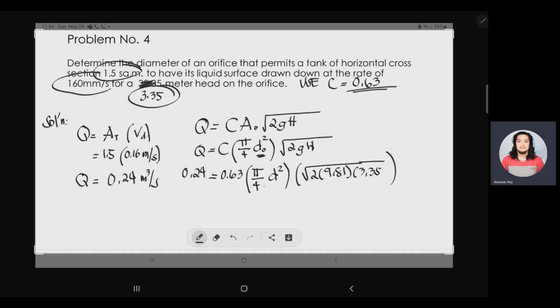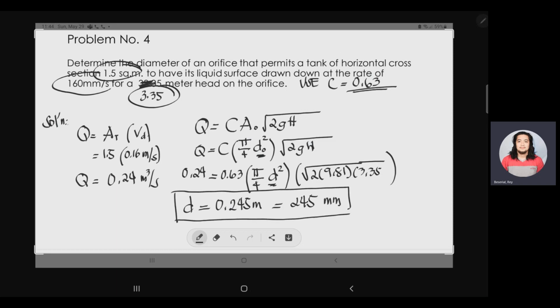So, since isa na lang yung ating unknown variable, yung ating d, input sa calculator, shift solve, ang ating diameter is 0.245 meters or 245 millimeters. So, ito yung answer natin sa ating problem number 4.